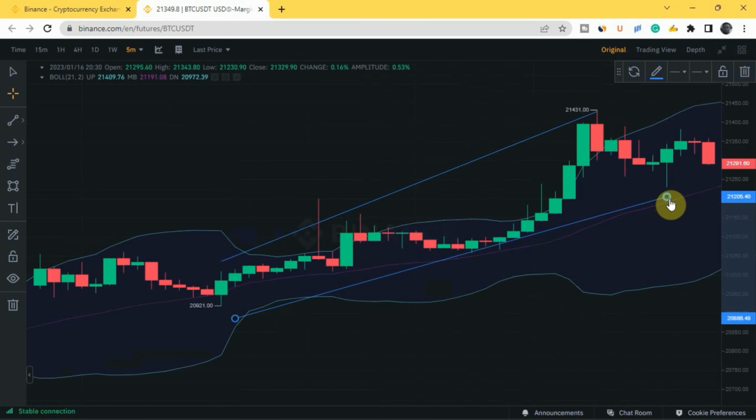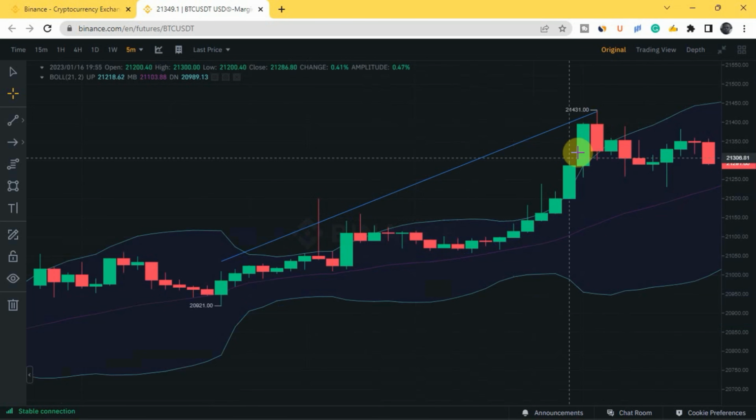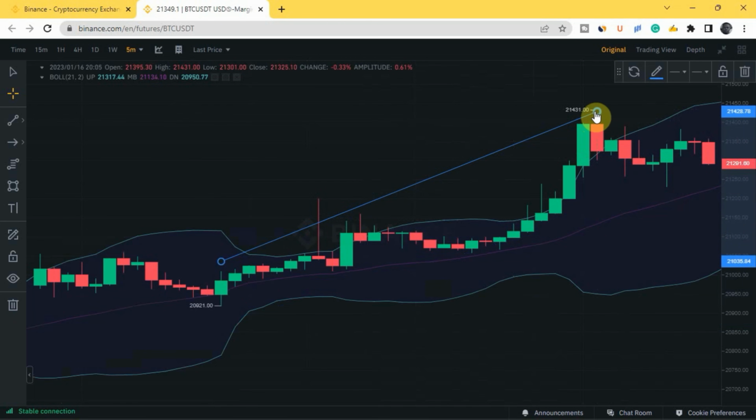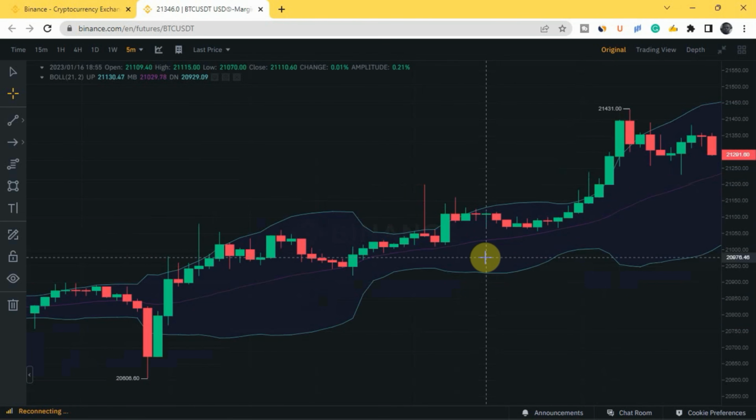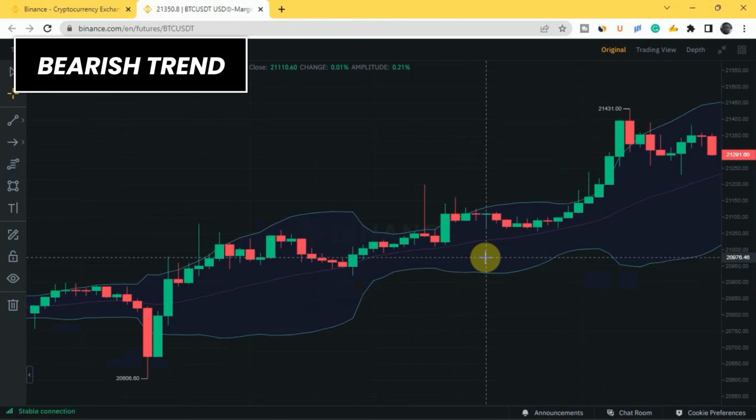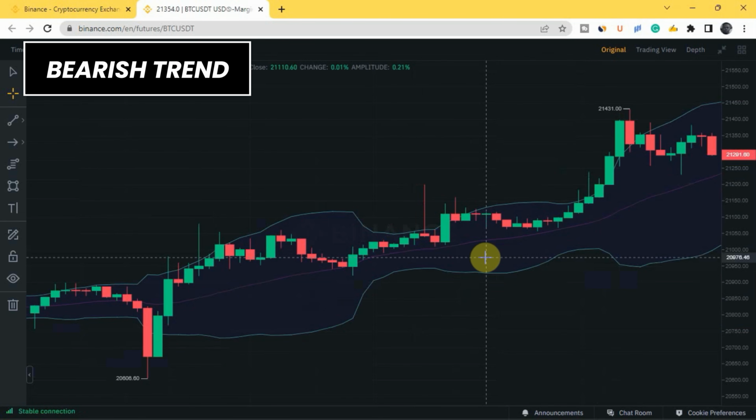So let me delete these lines first. These trend lines. Let me delete these ones first. Okay. So now, for the bearish trend or the downward trend, whenever the candlesticks are between the lower band and the moving average line, it indicates a drop in price or maybe a bearish trend or a downward trend. So now let me show you some examples.